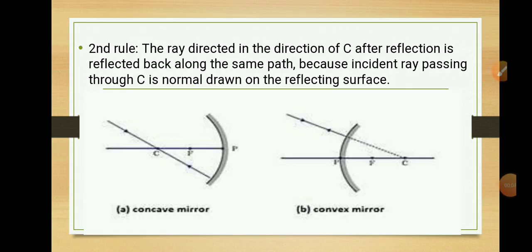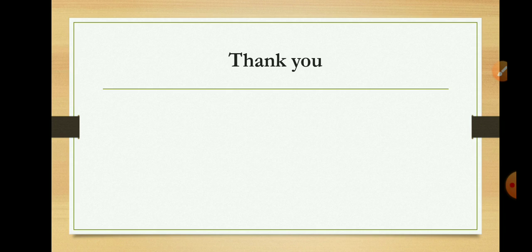Second rule is that a ray directed in the direction of the center of curvature is reflected back along the same path after reflection. This we discussed just now. The ray follows the same path after reflection because the incident ray passing through the center is a normal drawn on the reflecting surface, and so the reflected ray follows the same path, going through the center of curvature only. So all these are the rules to obtain an image by spherical mirrors.